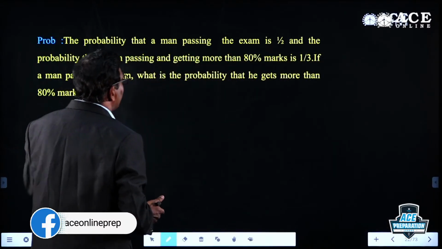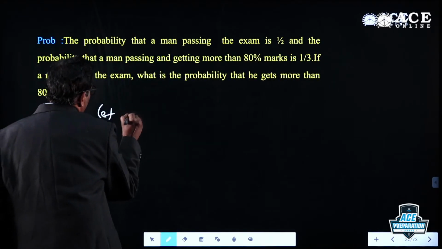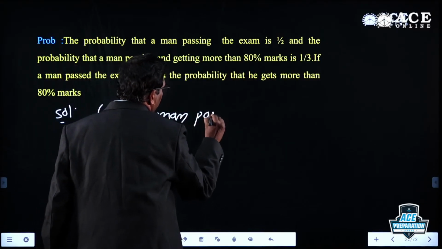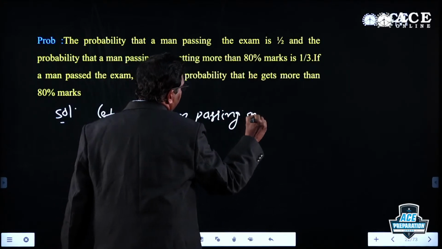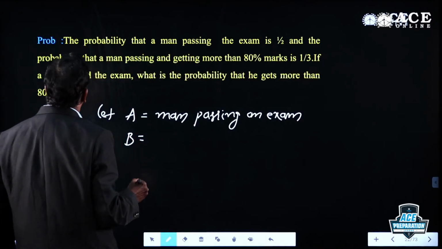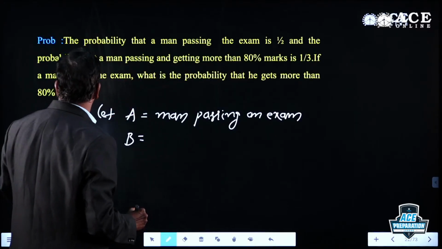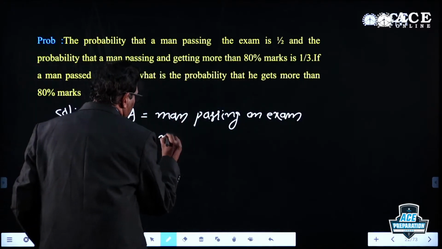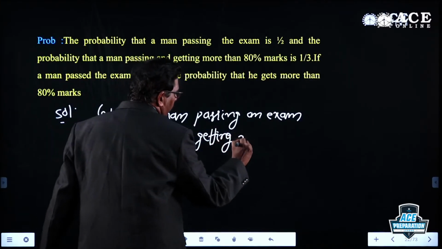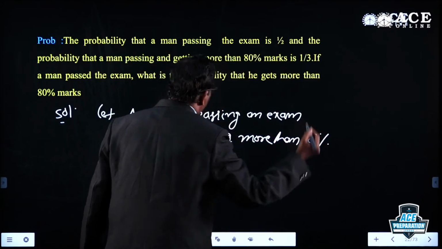The probability that a man passing an examination, you see the solution, how I am writing. Let capital A is equal to event, this event is man passing an exam. I will take like this. Capital B is equal to, that is event, the probability that a man passing and getting more than 80%. Man getting more than 80%. Let event capital B be like this.